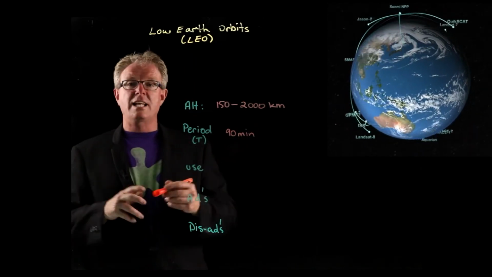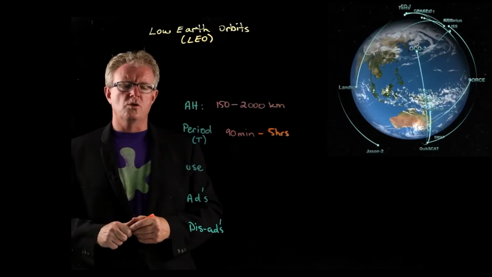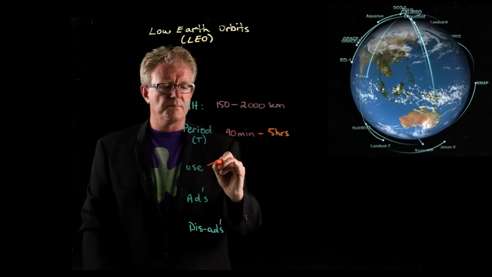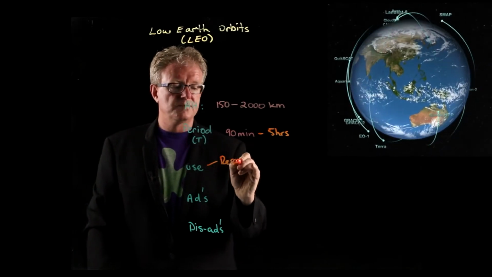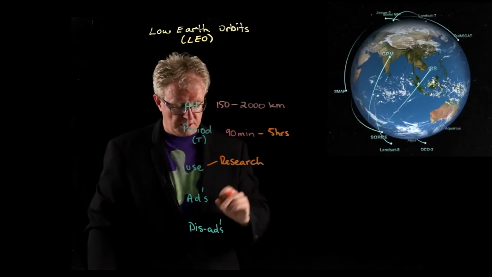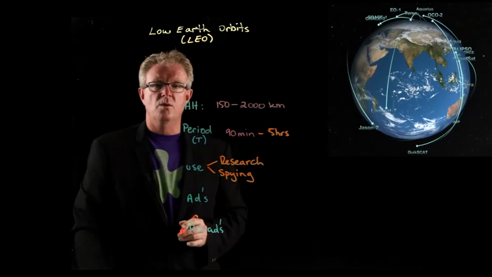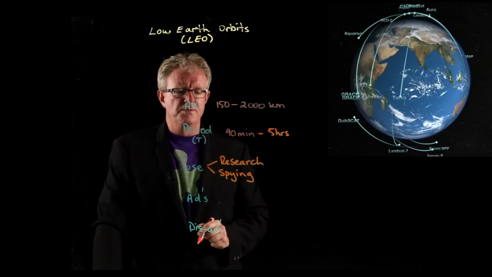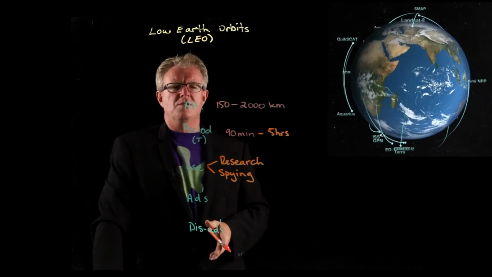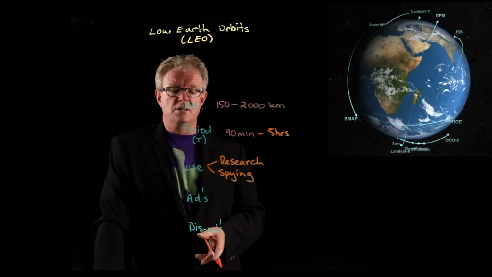Right, and it can go up to nearly 4 to 5 hours. Now what are these used for? Well, these are used for research. So for example, research satellites, like the Hubble Space Telescope. We can also use them for spying, right? So we know when you're doing your homework. Right now, spying in terms of surveillance, military surveillance satellites, etc.